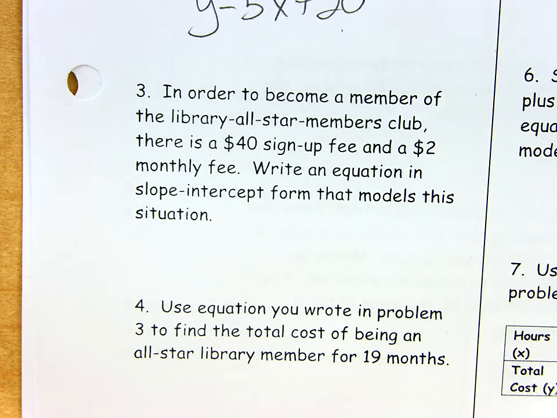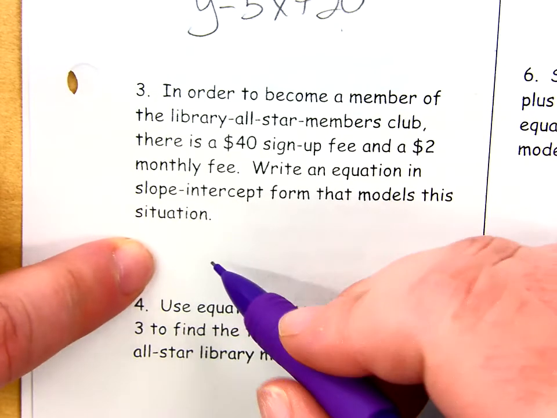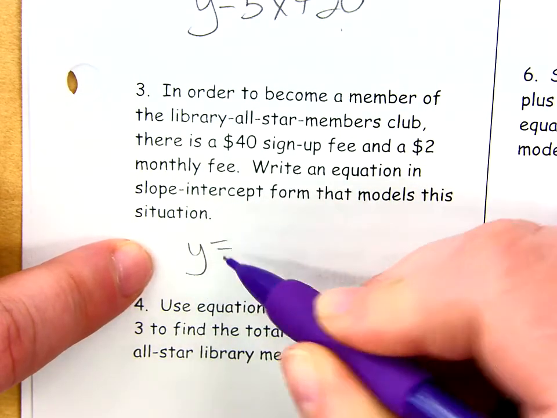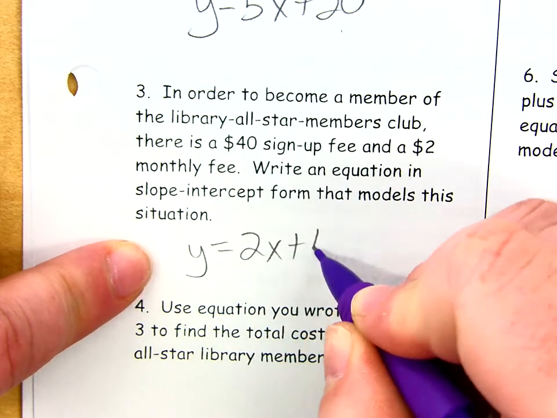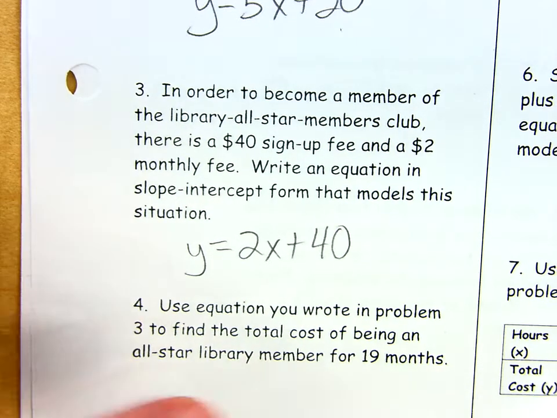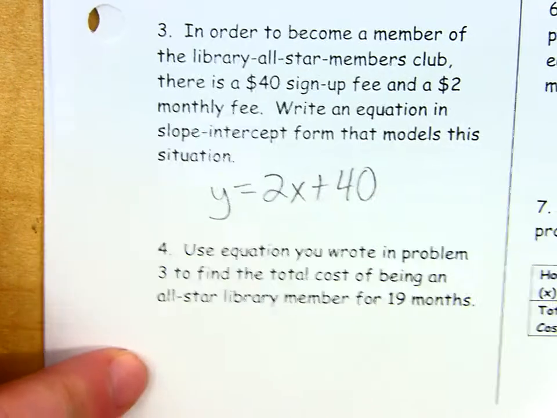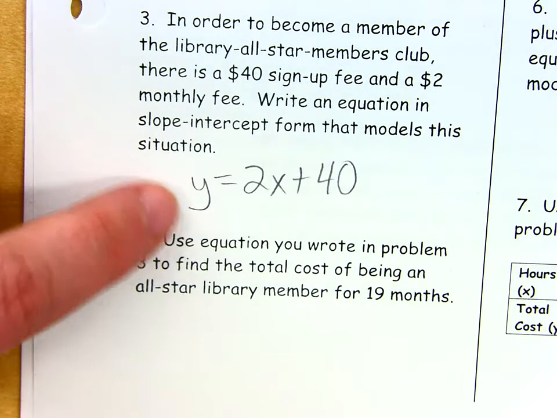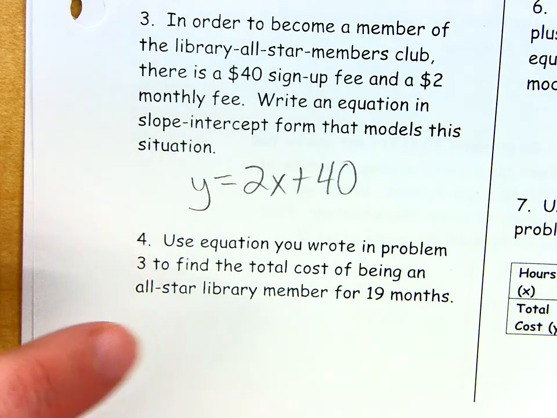Okay, we got an answer? Let's start on 3. Who can give me my equation for number 3? Y equals 2x plus 40, you say? I agree. That $40 fee plus $2 a month. Okay, great. Now in 4, I'm just going to use that same equation that I just came up with. And they want me to find the total cost of being an all-star library member for 19 months.